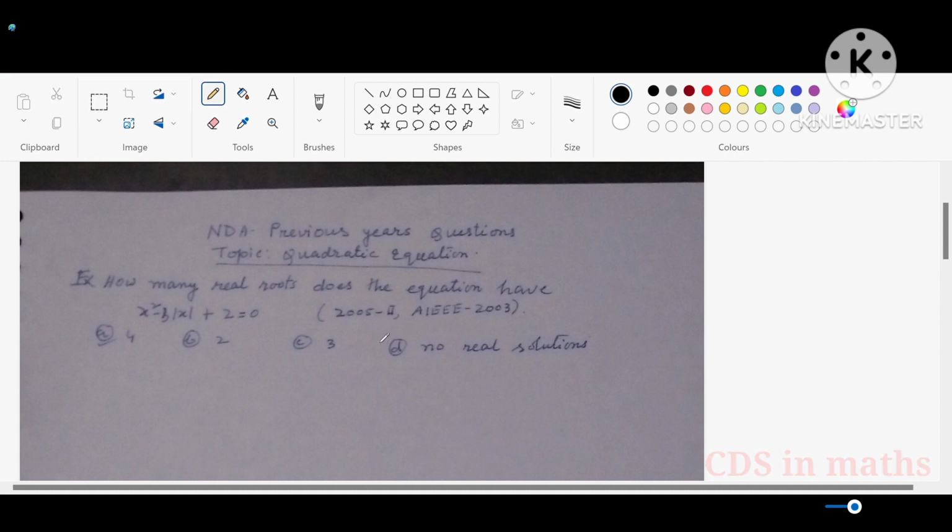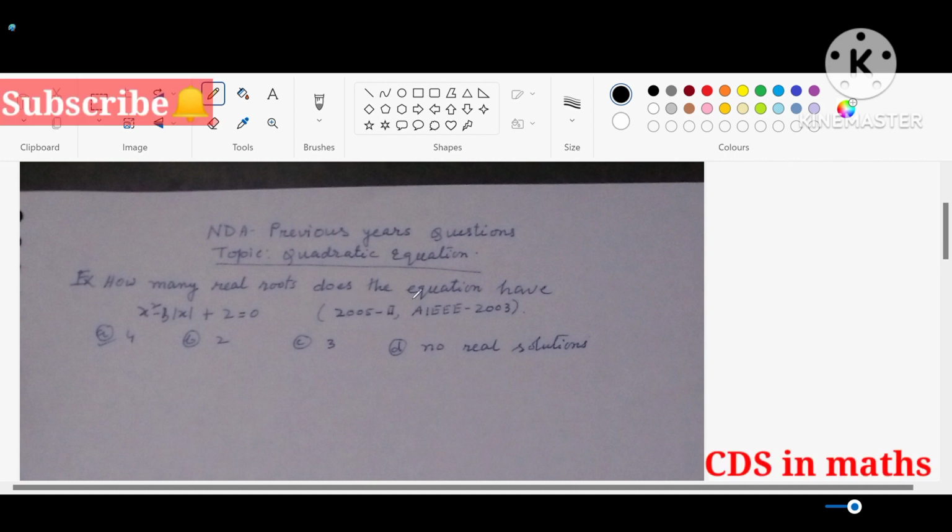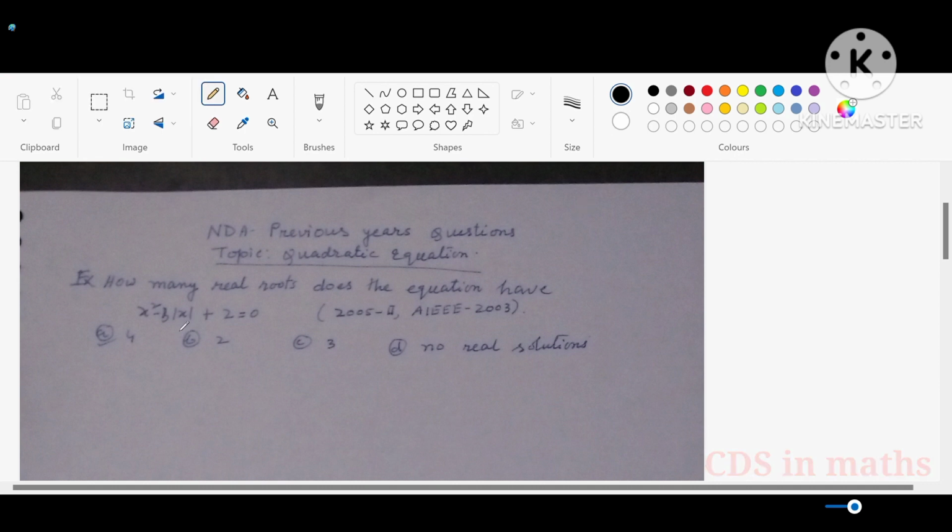Today I have come up with some more previous years' NDA questions from the topic quadratic equation. So this is the question: how many real roots does the equation have? This is the equation x square minus 3 mod x plus 2 is equal to 0. This question was set in NDA 2005 and in IEEE 2003. Now we call it JEE Main.